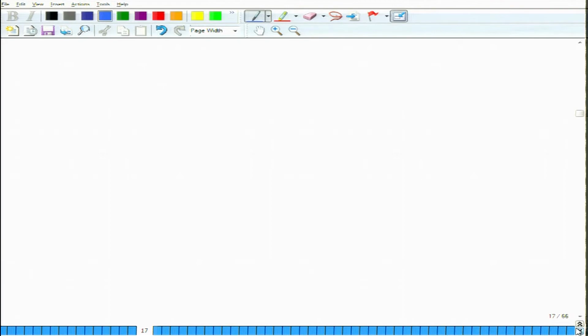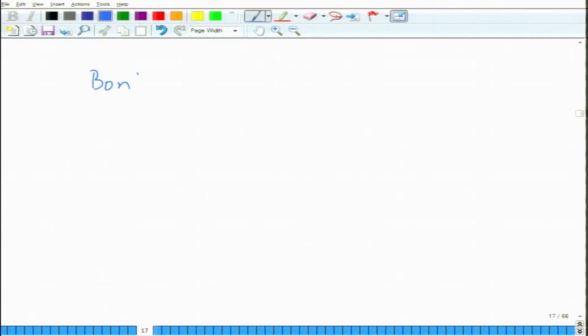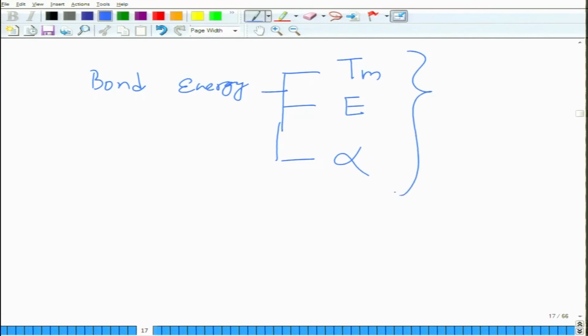Alright, so some properties. I have told you that bond energy has correlation with Tm, it has correlation with the modulus of elasticity, and it has correlation with alpha. So, I do not need to repeat this, you have already been told. So, we will finish this part here and we will move on to the next part.